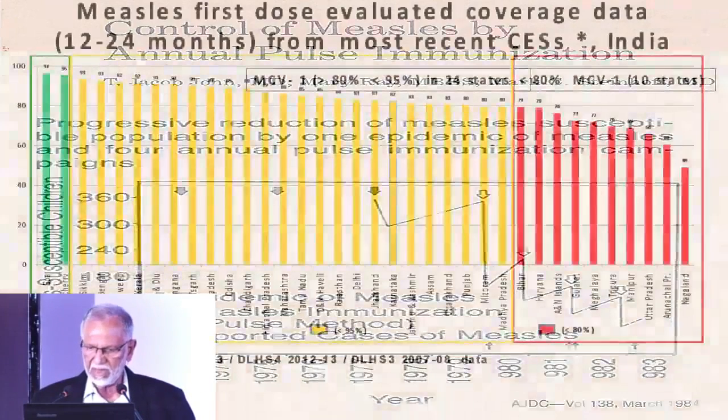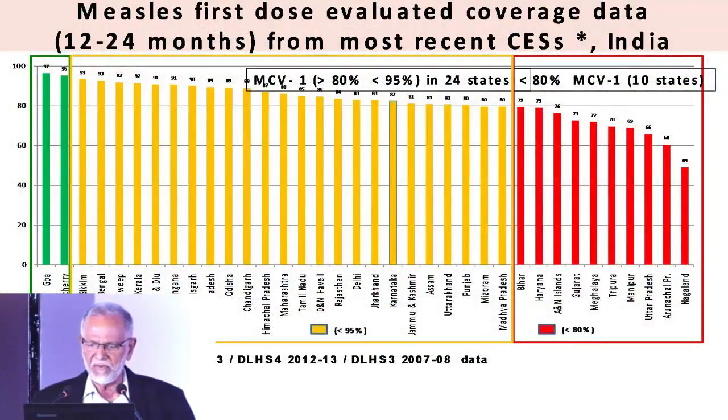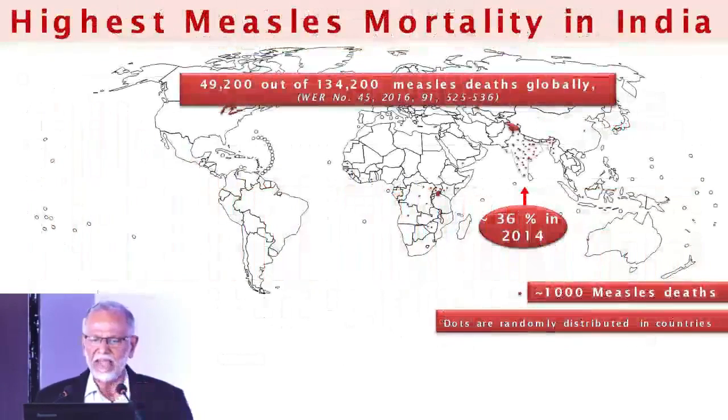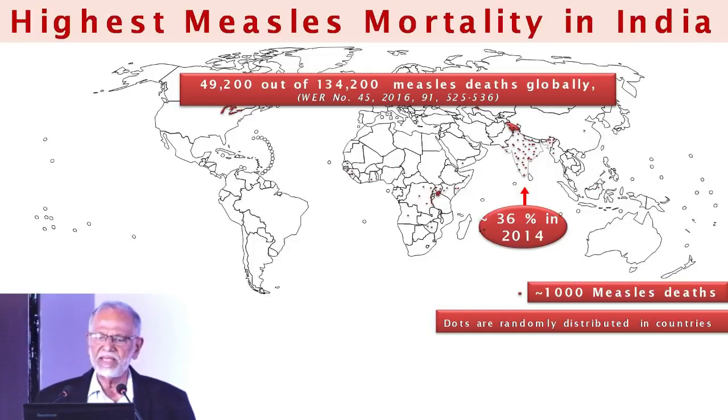Sunil has already shown MCV1 and MCV2, so I don't want to spend time on that. Even in 2014, India stands out as the one country, both in our region and globally, contributing to extremely high measles-related deaths.